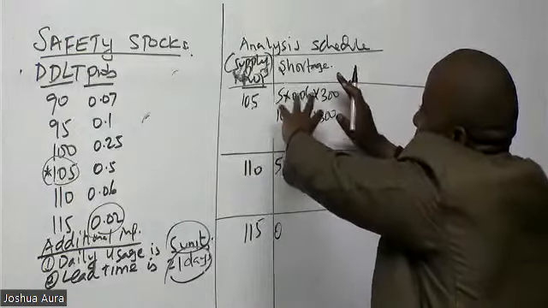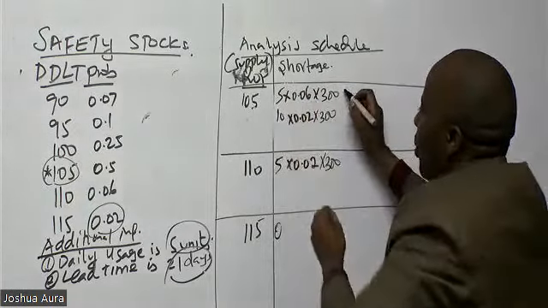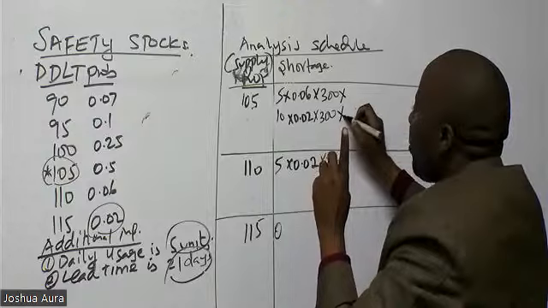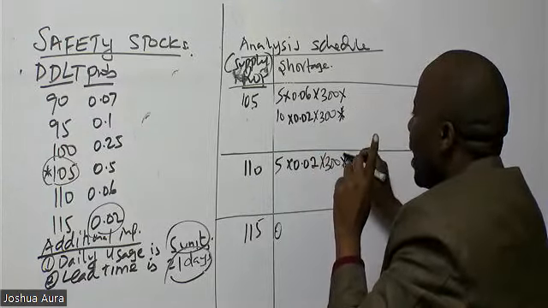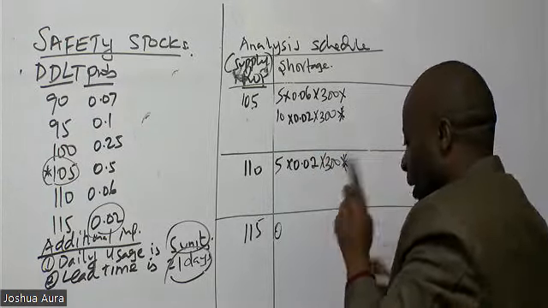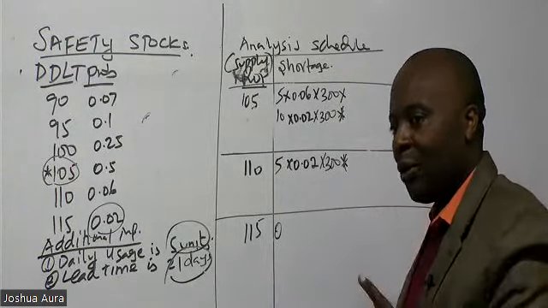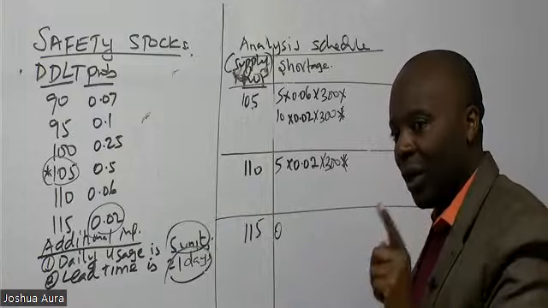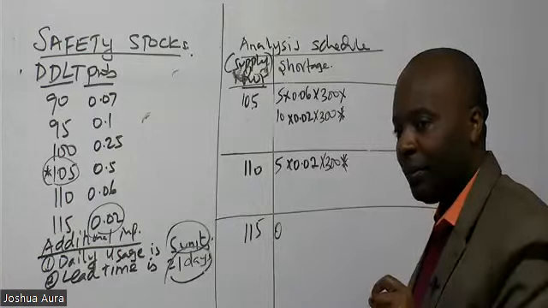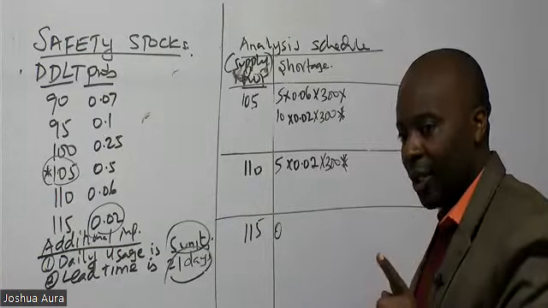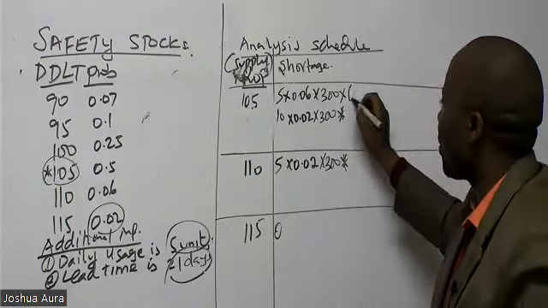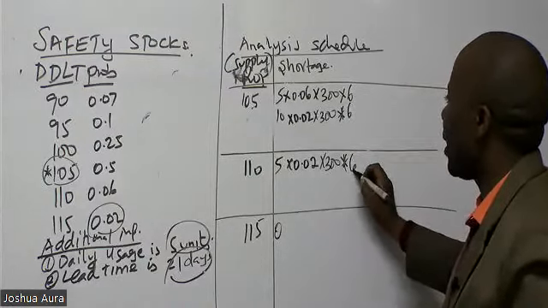When you get shortage per cycle, to annualize, you multiply this by the number of orders in a year. In this question, they gave us the number of orders in a year. Is there somebody who is able to remember what the number of orders in a year is? Yes, 6 throughout, isn't it? So times 6, times 6, times 6 like that.